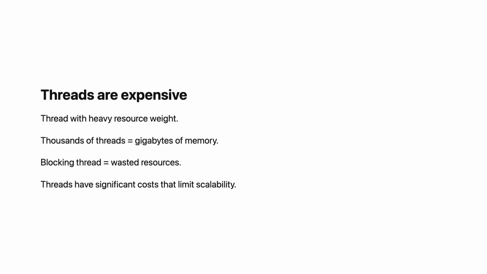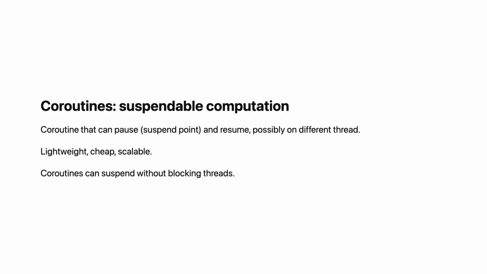When a coroutine suspends, the thread is free. It can run other coroutines. When the suspension ends, the coroutine resumes, possibly on a different thread. Coroutines are cheap. Thousands, even millions, cost little. You can have a coroutine per request, per user action, per concurrent operation.